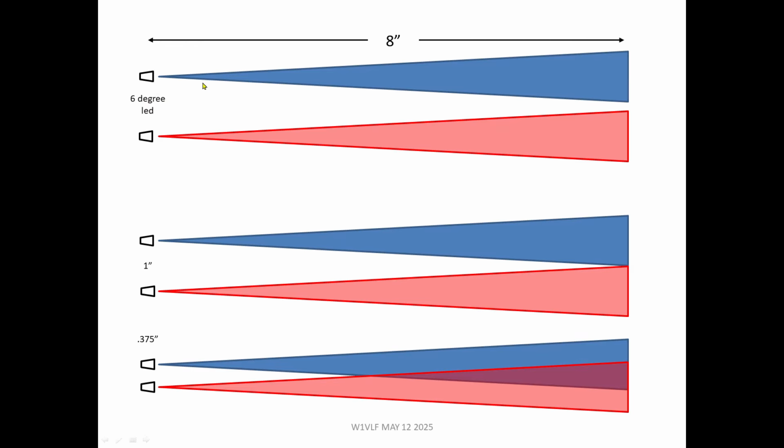But anyway, here's one LED and here's another LED, and at some point those two cones are going to overlap. If you take those same two LEDs and say they're 1 inch apart, those two cones are going to coincide at 8 inches. The reality is those LEDs are 0.375 inches apart, and they're already 50% coaxial at 8 inches. So once you move out further and further, they form one beam.